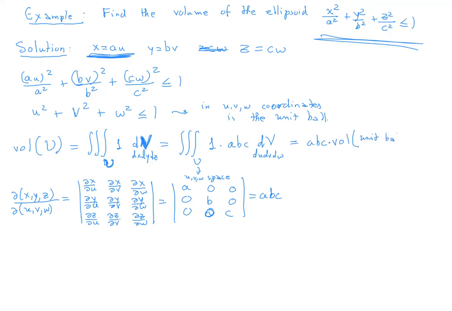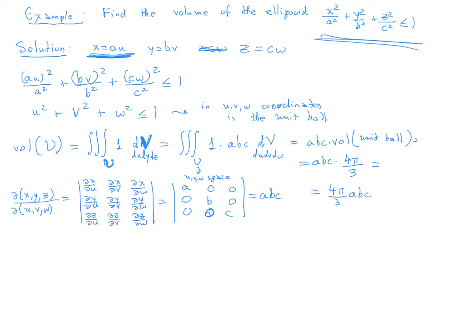And of course, we know what the volume of the unit ball is. We have found the expression 4 pi r cubed over 3. So if r is equal to 1, then we're going to have abc times 4 pi over 3. So we get eventually the volume of the ellipsoid is 4 pi over 3 abc.